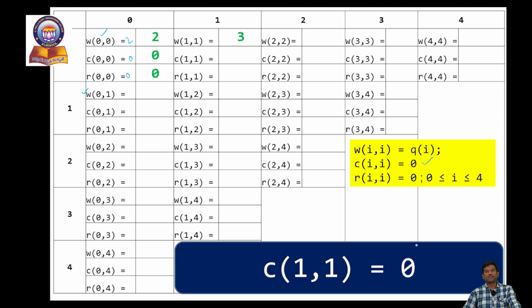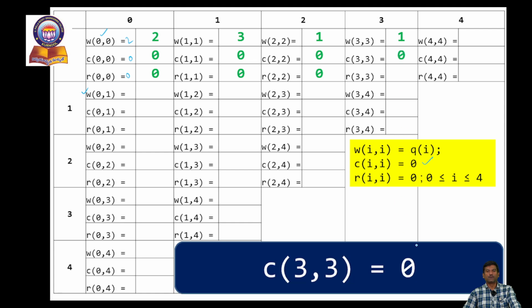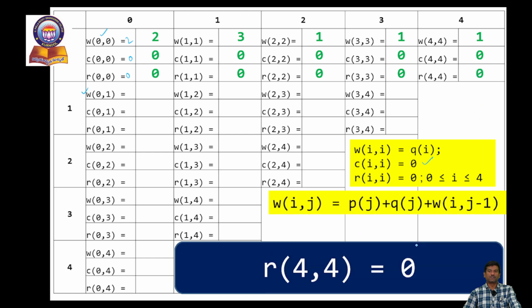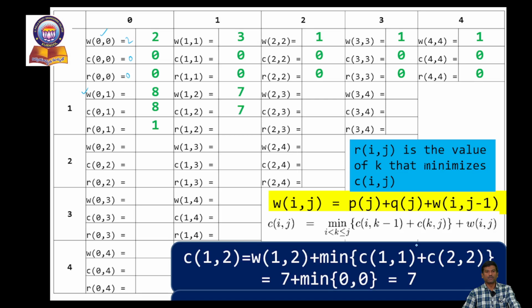At stage 1, you'll be finding W of 0,0, C of 0,0, W of 1,1, W of 2,2, and so on. This is easy to find, the cost or the weight or the roots at the basic level, stage 1. Coming to the next stage, the second stage, you need to find W of i j. And that is how you substitute the respective values of i and j into the equation, that is W of i j equal to P of j plus Q of j plus W of i comma j minus 1, where you get the values. That is, W01, you get C01, R01 and so on.